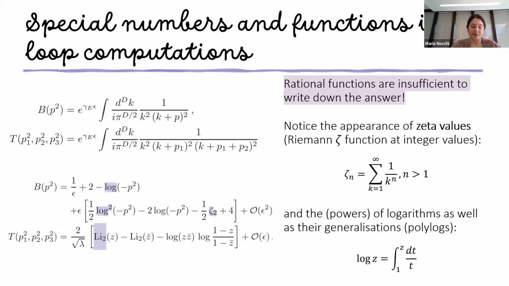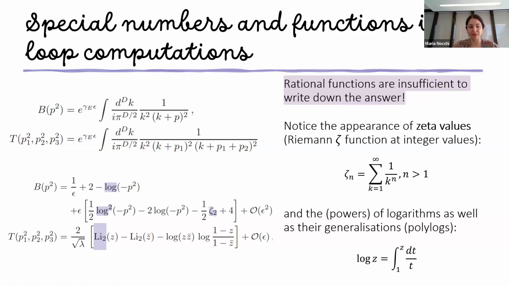The first thing that I would like to stress is that as you try to compute these loop integrals, so this is just QFT in flat space, immediately you notice that rational functions are insufficient to write down the answer. You can notice the appearance of the zeta values. So we have zeta 2, for example, and that's the Riemann zeta values at integer values. And then you also have logs, powers of logs, and generalizations, the so-called polylogs.